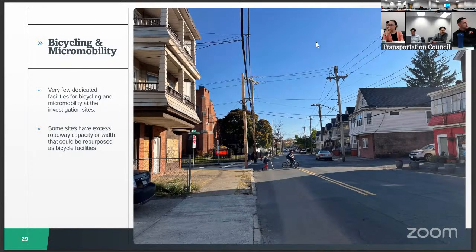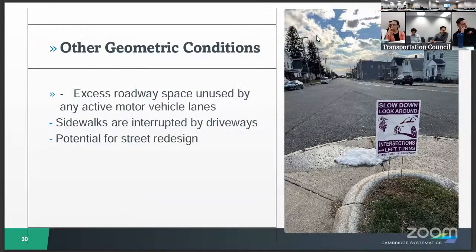Can it add up to bicycle facilities? In some cases, yes. In some cases, no. But suffice to say, there isn't really a bike network, even in terms of marked routes or signed routes, in most of the cities that we are investigating.